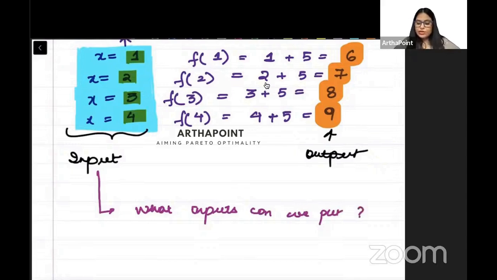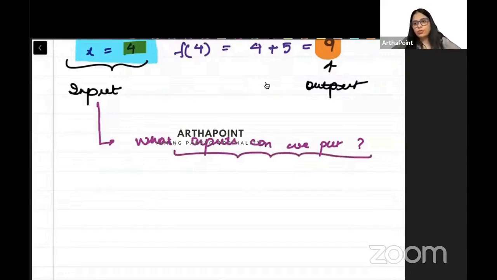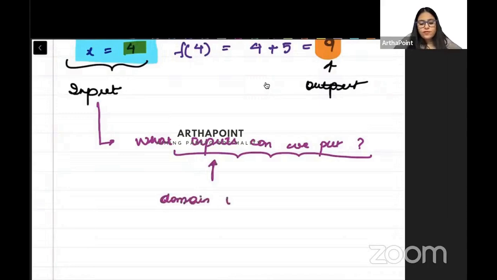X का क्या वैल्यू डाल सकते हैं? Can I put x as 1? Can I put x as 5? Can I put x as 10? So वो हमें पता चलना चाहिए पहले. We should know what inputs we can put. And that is called as domain of x. And we are representing this domain as D.